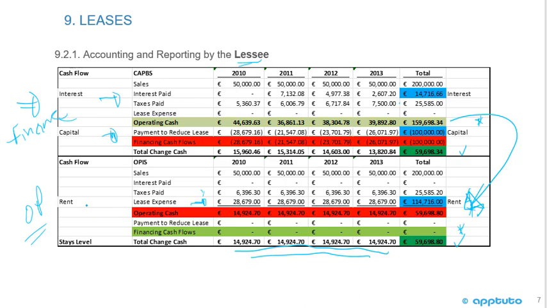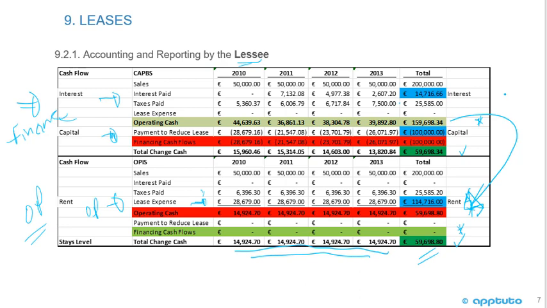I think it's pretty easy to understand the operating cash flows. It's just a rent expense, okay? And it's the same every year. So my operating cash doesn't change, my net income doesn't change every year, and it gives me a total that's the same as the finance lease.